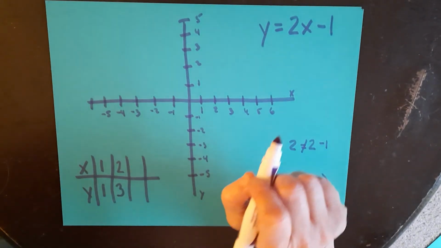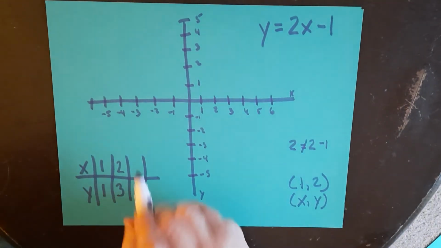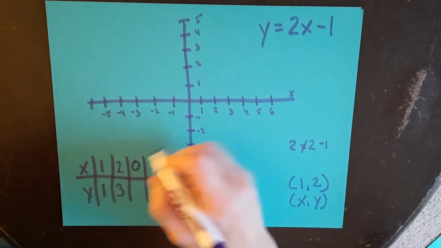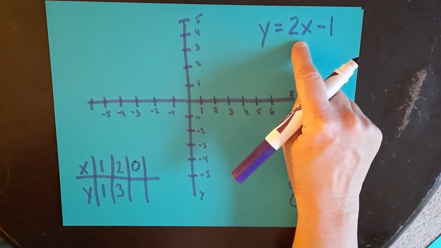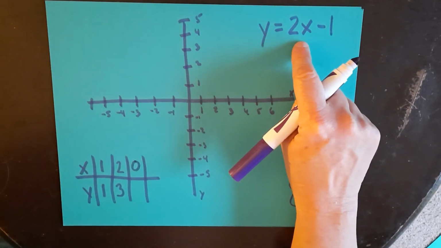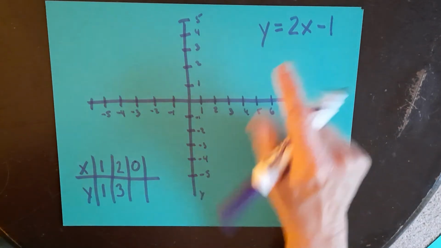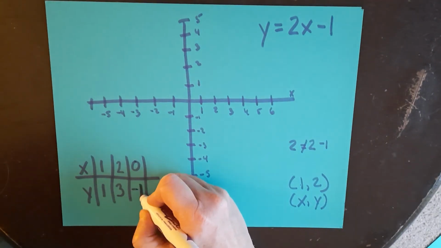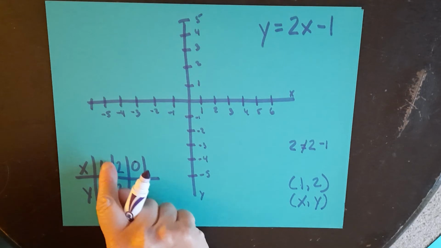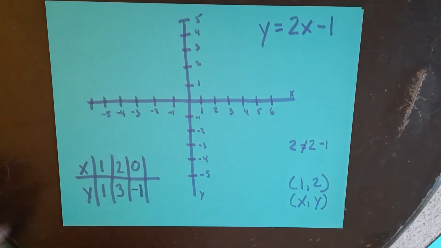We're going to do one more so that we can actually plot the line. Let's go and try 0. If we put 0 in for x, 0 times 2 is 0. 0 minus 1 is negative 1. So the y here would be negative 1. Now we have 3 points that we can graph on our graph.